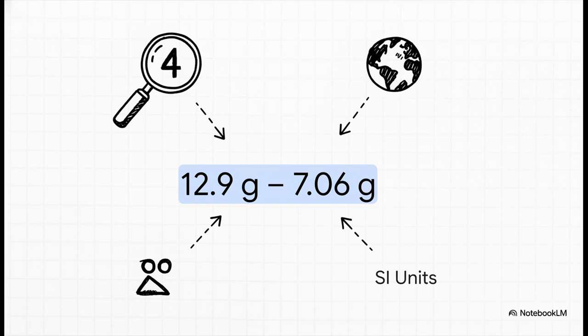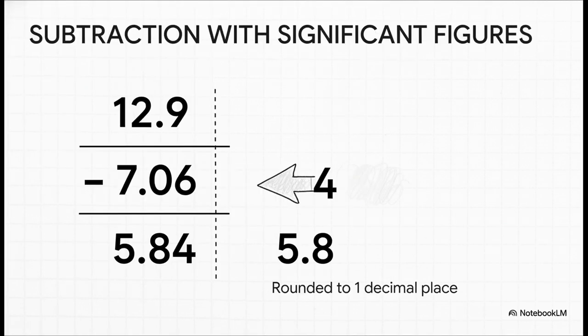We're subtracting 7.06 grams from 12.9 grams. We've got the numbers, but now we know we also have to respect their precision. Okay, so here's the secret rule for adding or subtracting in science. Your final answer can't be more precise than your least precise measurement. It's all about honesty. So let's look at our numbers.